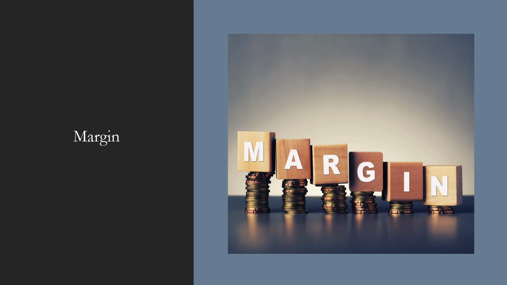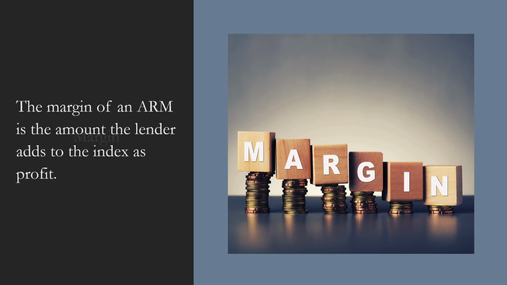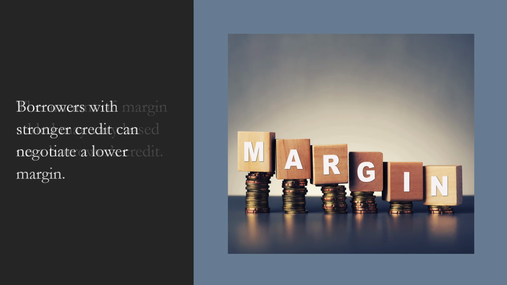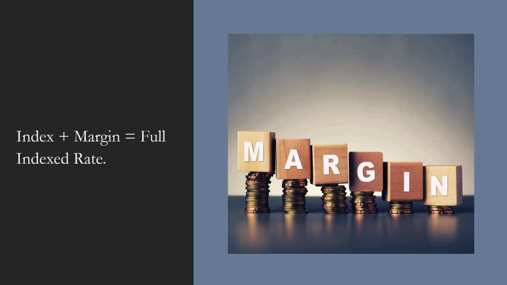Margin. The margin of an ARM is the amount the lender adds to the index as profit. The amount of margin added may vary based on a borrower's credit. Borrowers with stronger credit can negotiate a lower margin. Index plus margin equals full indexed rate.